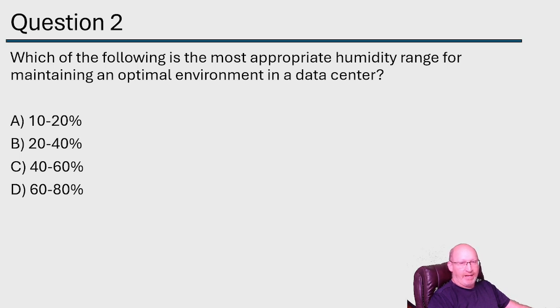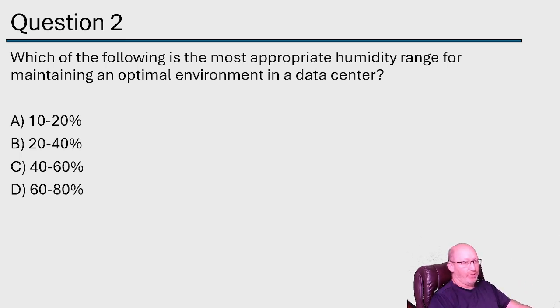All right, let's try and answer this one. Go ahead and pause this video if you need more time. Which of the following is the most appropriate humidity range for maintaining an optimal environment in a data center? Well, here's the problem. Too little humidity, a dry area, means static electricity. Too much humidity, and we have condensation and water flowing all over our equipment. Water and electricity is bad. So we need to carefully balance it, because we don't want the static electricity, but we don't want the dripping of condensation all over our equipment.